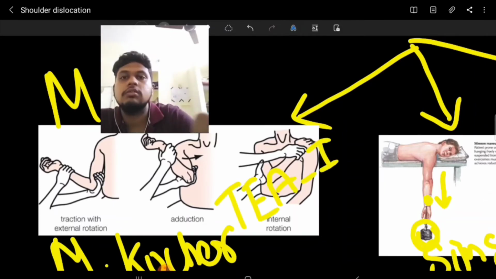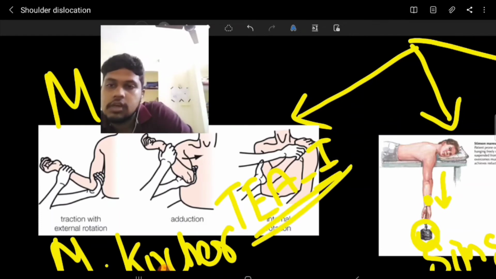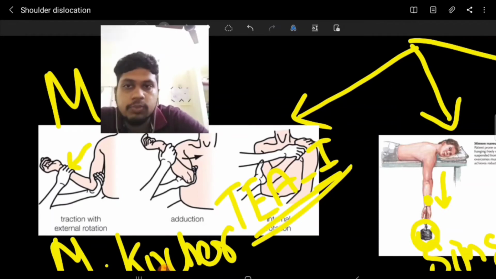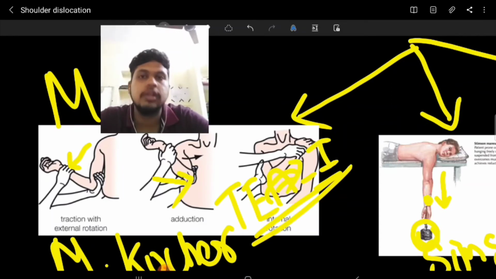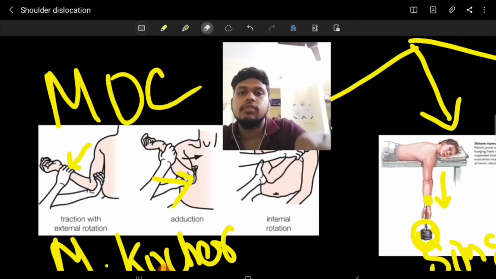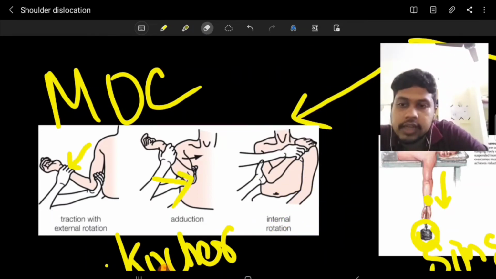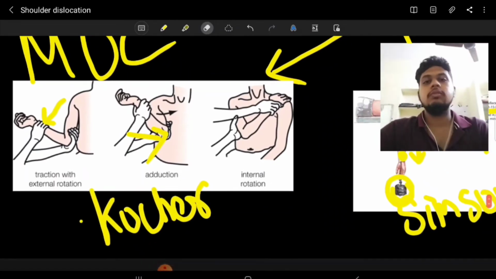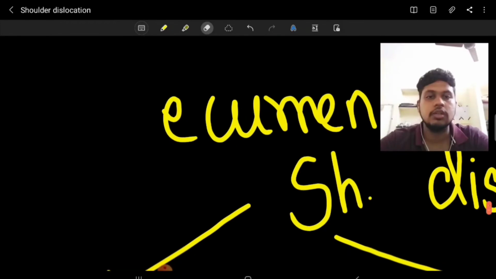First, you apply traction along with external rotation so that you pull the dislocated anterior shoulder and place it just near the glenoid cavity. Then you apply adduction and finally internal rotation. So as you can see from this diagram clearly, it has components: traction with external rotation, adduction, and internal rotation. So it helps to reduce the dislocated shoulder.